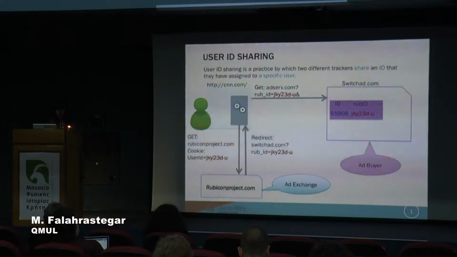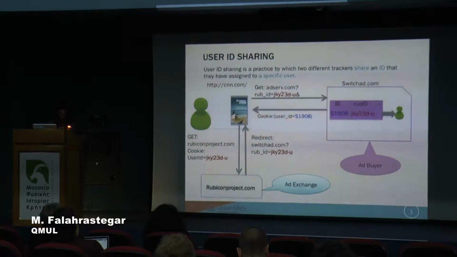The ad buyer in this scenario is switchad.com. So switchad.com will match the Rubicon Project identifier with its own internal identifier and retrieve the user profile. And then, based on the user profile, it retrieves a targeted advertisement for that particular user. So this is a simple yet common scenario of user ID sharing.